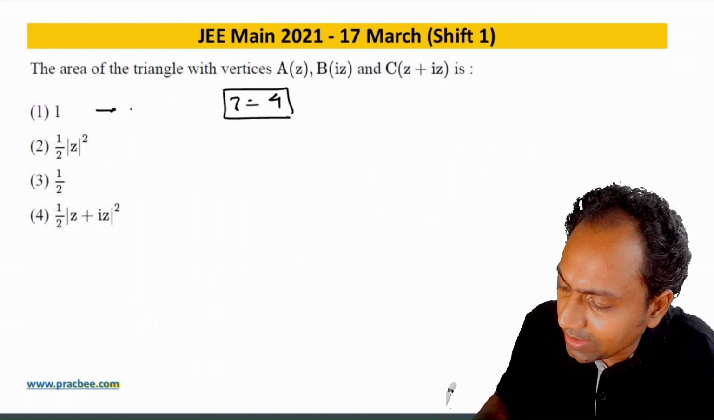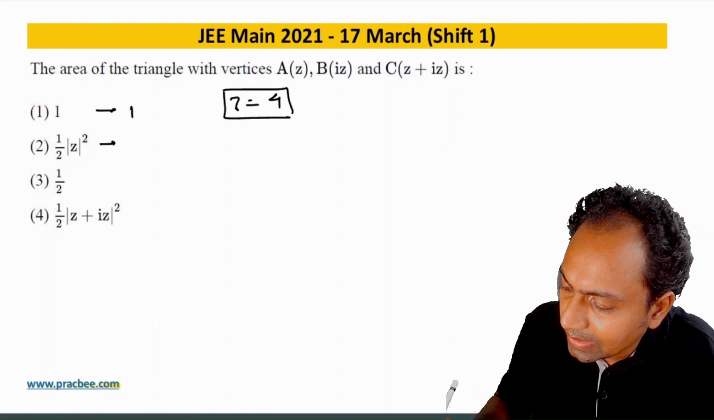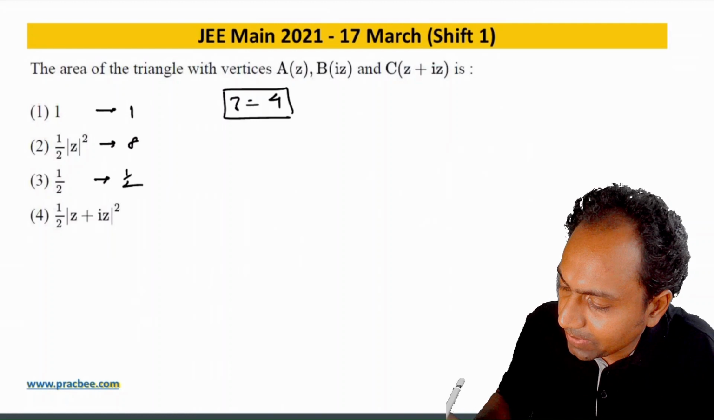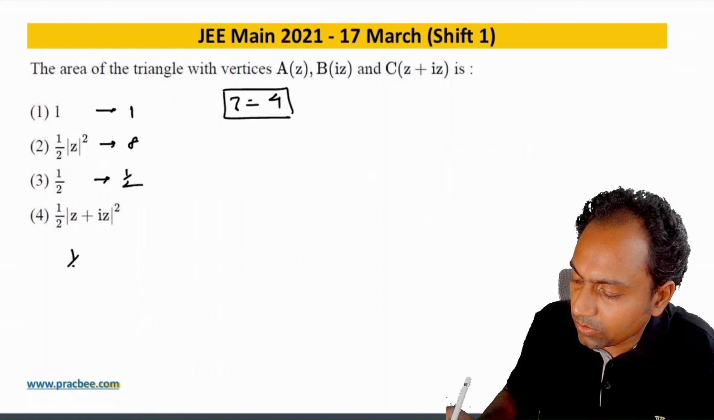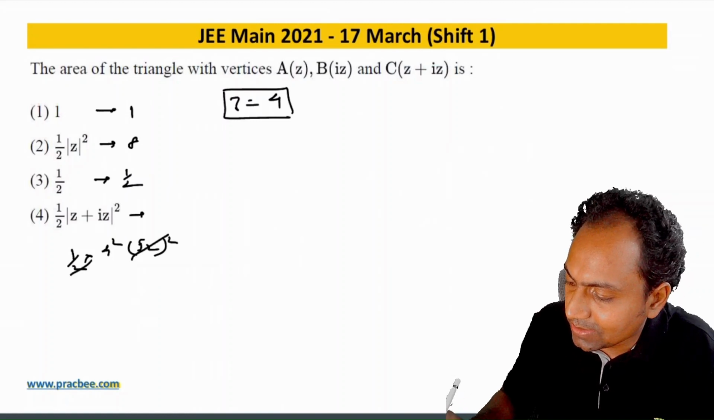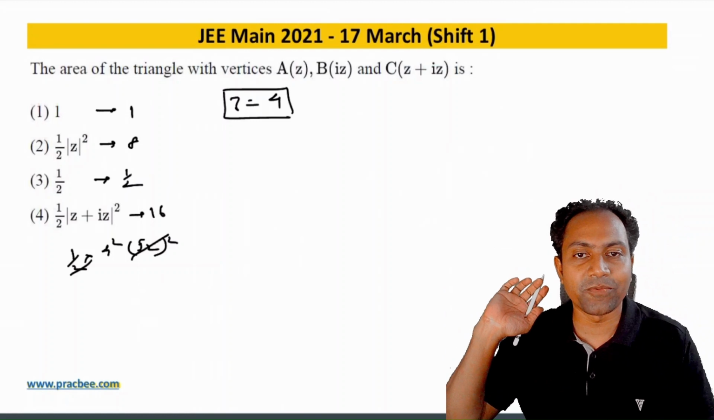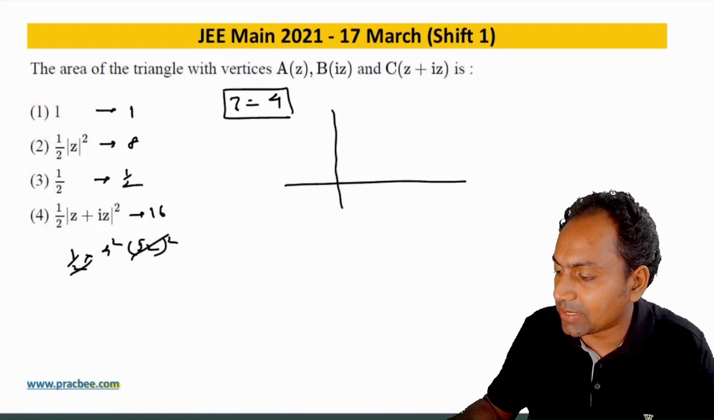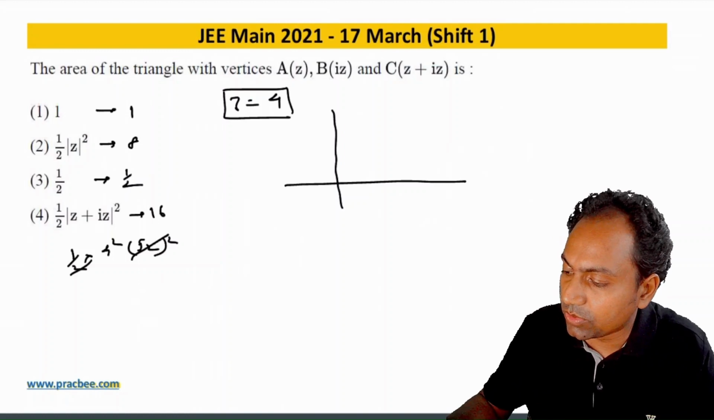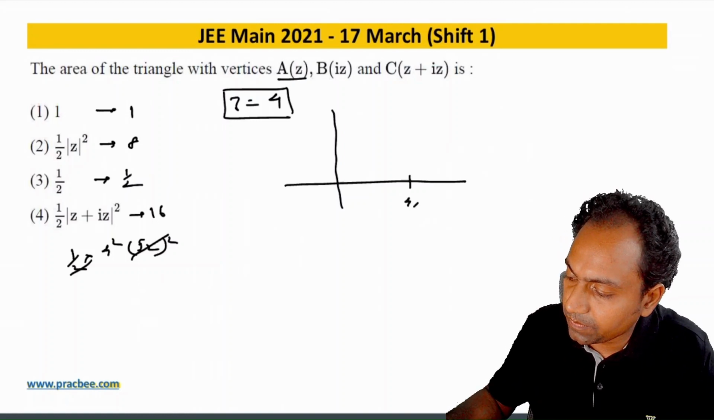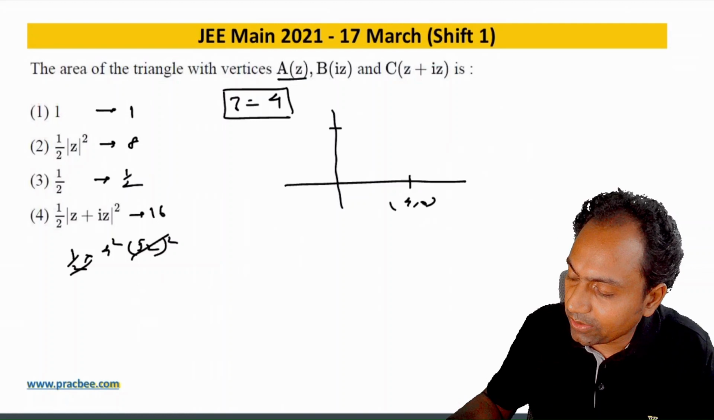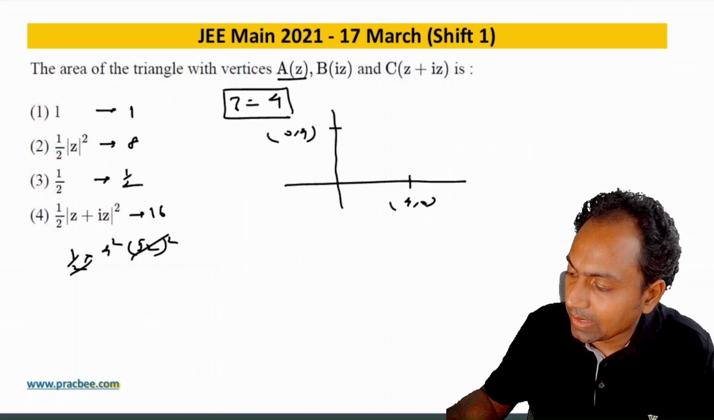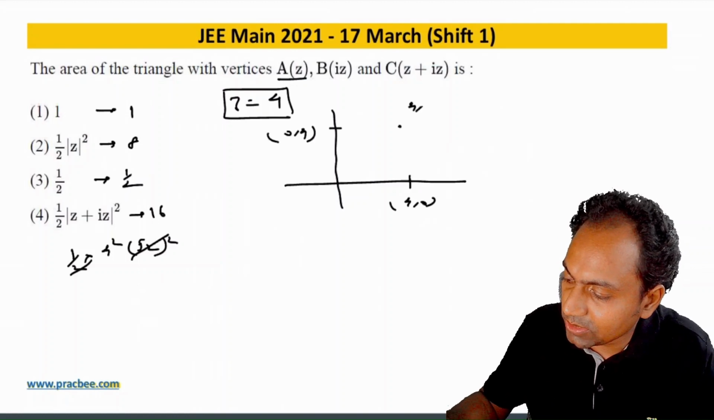Correspondingly, my options are modified to 1, 8, 1 by 2, and this if I calculate, it is nothing but 1 by 2 into 4 square into root 2 whole square. So this becomes nothing but 16. So you can see that my options also got modified by putting Z equal to 4. Now I can easily plot these points considering them as coordinates. So this point becomes 4, 0. This becomes 4i or 0, 4. And this last point becomes nothing but 4 plus 4i or 4, 4.